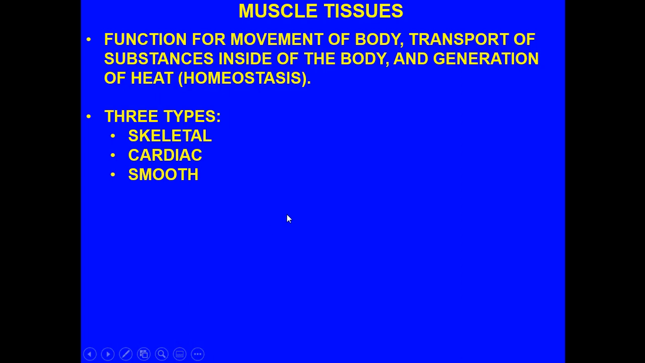Now, muscle tissue. The function of muscular tissue is movement of the body, transport of substances inside of the body, and the generation of heat, which is part of homeostasis, how we maintain body temperature, for example. Gets too cold, we generate our own heat by shivering. The three types of muscular tissue are skeletal, cardiac, and smooth.